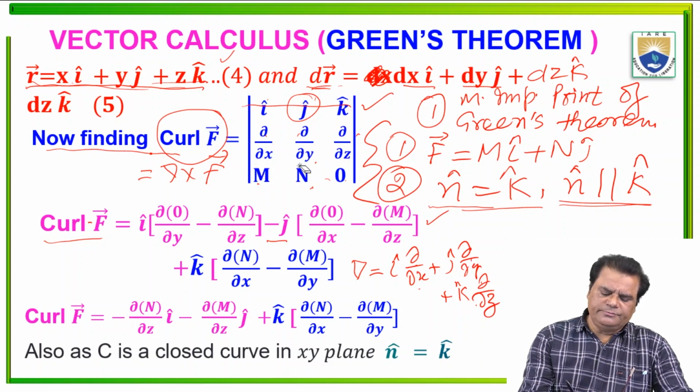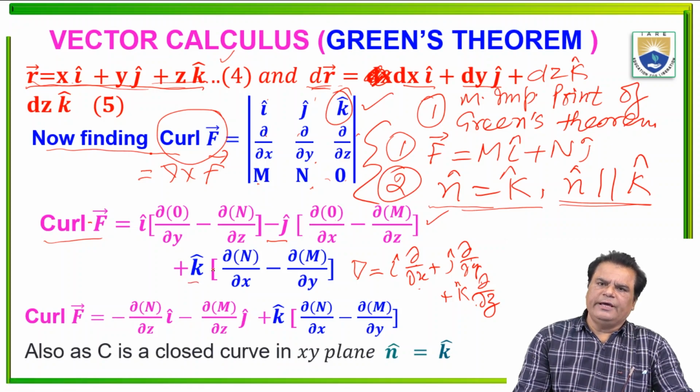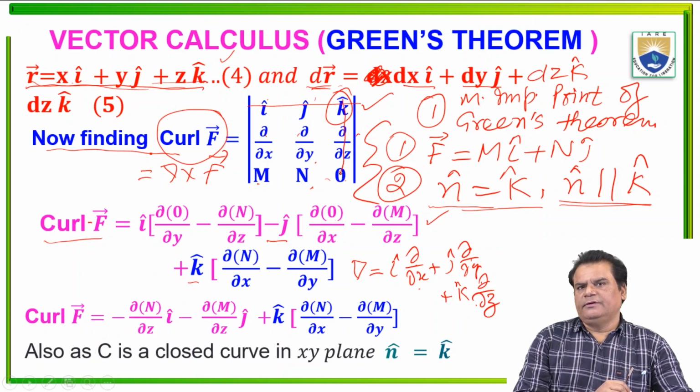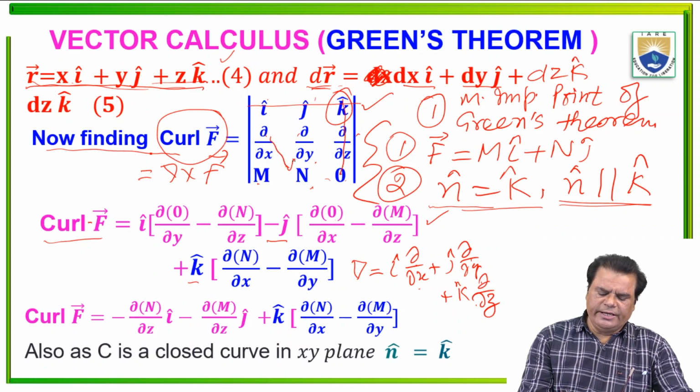And last, we take k. This is the third one, k. And for k, the first row is cancelled and the third column is cancelled. Now multiply this and this. So ∂/∂x of n minus ∂/∂y of m.